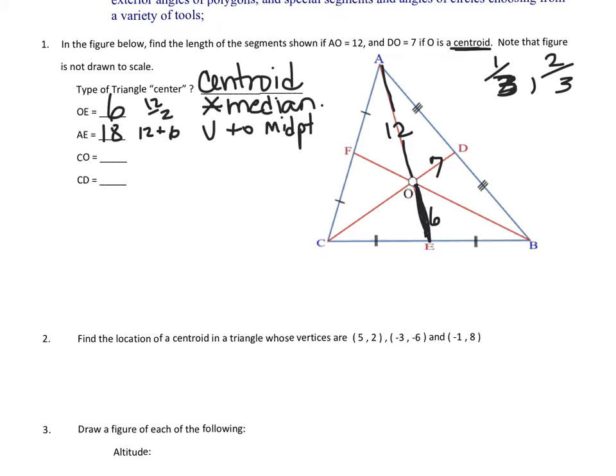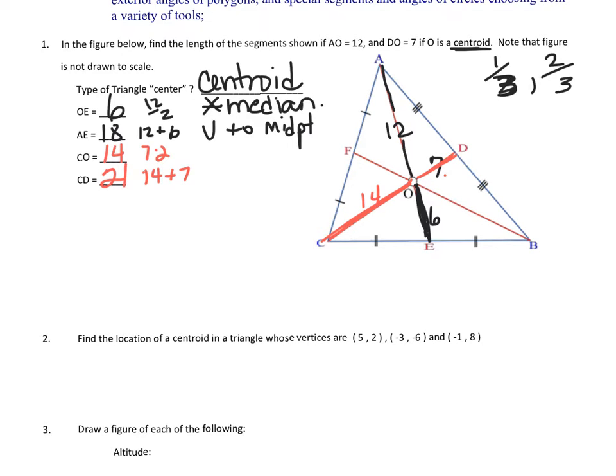CO is this part, so it's the long part, so 2 parts of this, and this is 1 part, so this is 7, this would be 14. 7 times 2. And CD is the whole thing, the 3 parts, so 14 plus 7 is 21. Any questions about centroid?